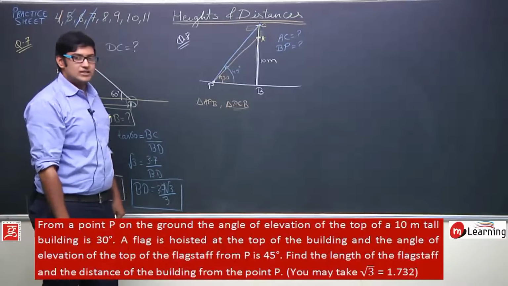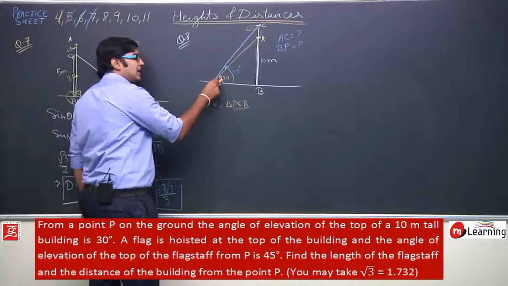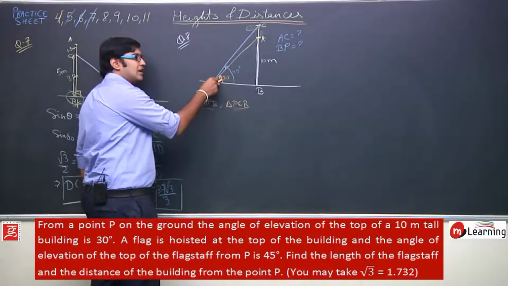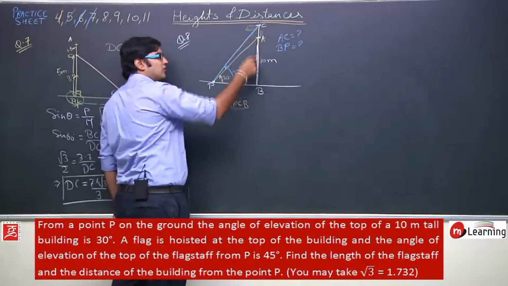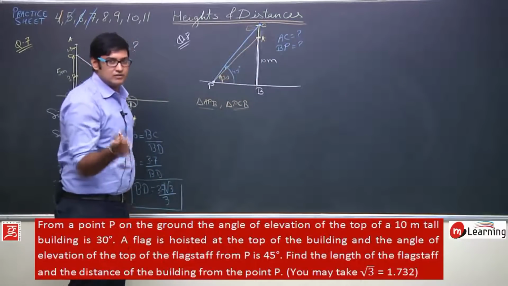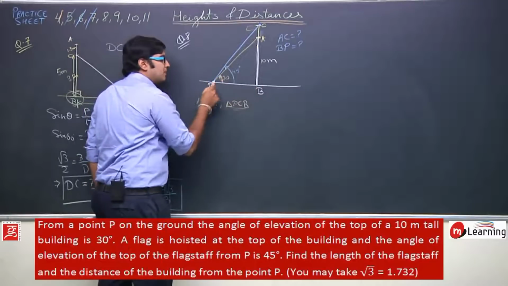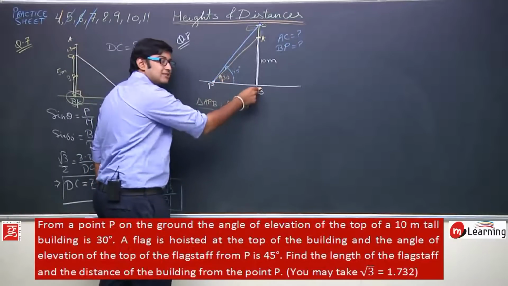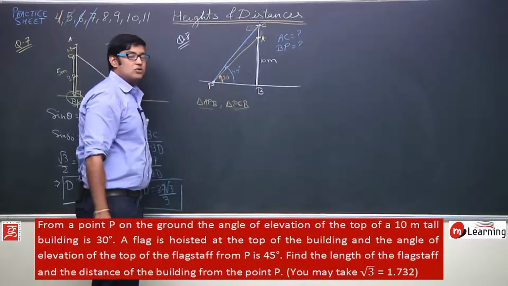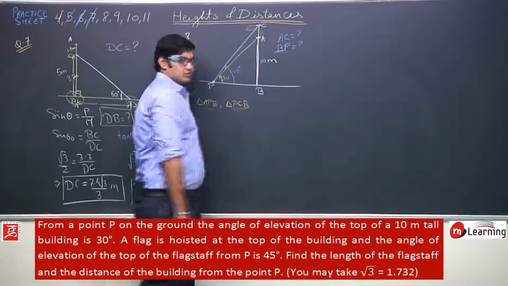First I can see, if I observe the triangle APB, with respect to this 30 degree angle, I know the length of AB. Okay, AB is what? It is the perpendicular with respect to this angle. And what is the base? This BP. BP is the base with respect to this angle. Do I need to calculate the base also? Yes, I need to calculate the length of BP.